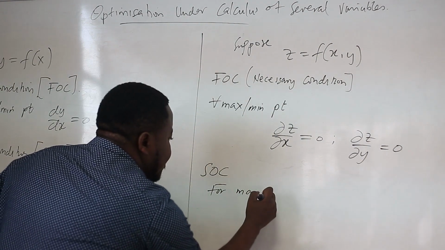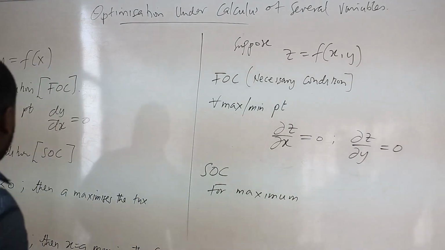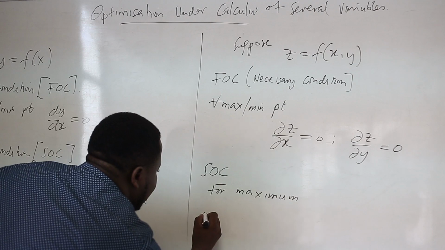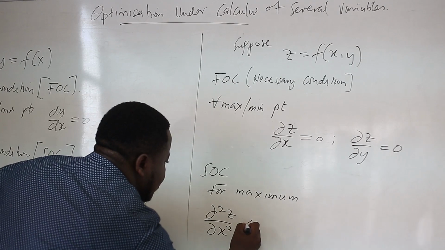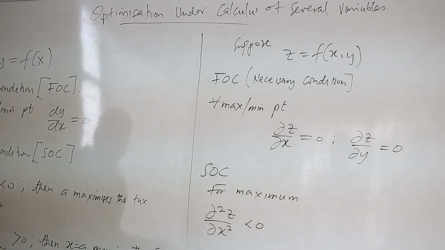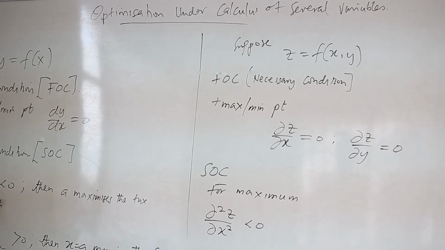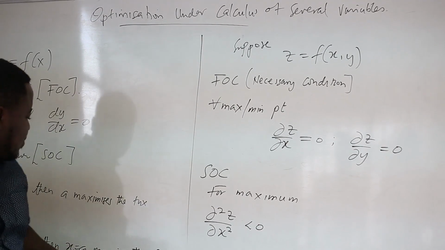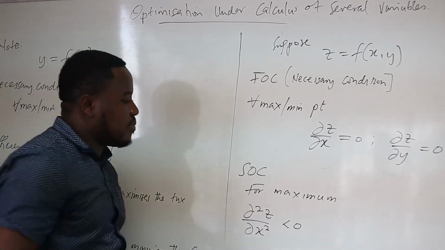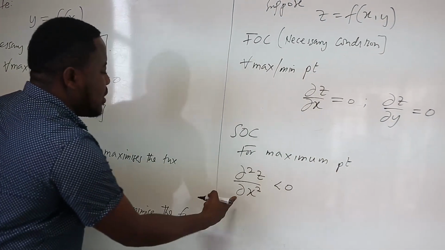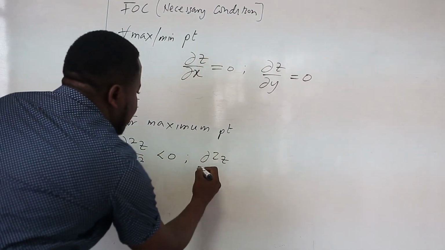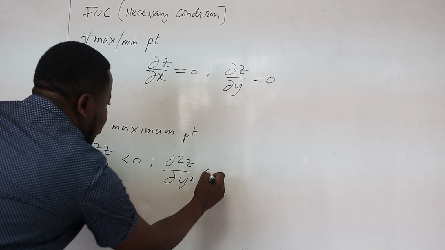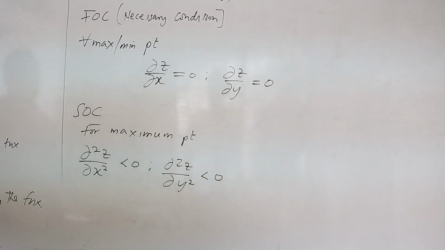So for maximum, the d²z/dx² should be less than 0. So if it's just a single variable, the d²y/dx² should be less than 0. So again, that maximizes. So for maximum point, the d²z/dx² should be less than 0. The d²z/dy² should also be less than 0.